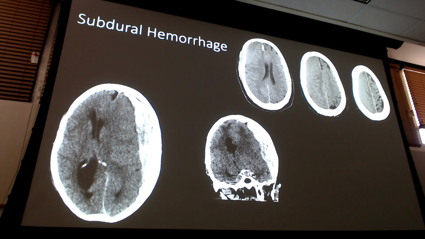Why is that important? You're like, look at that. Look at that big white crescent. I can see the bleed. I don't need to look at the ventricles. What about this picture?